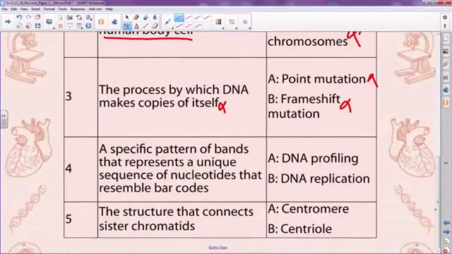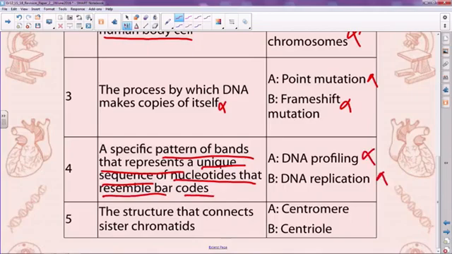Next one, a specific pattern of bands that represent a unique sequence of nucleotides that resemble barcodes. Okay, it's either DNA profiling or DNA replication. And then lastly, the structure that connects sister chromatids. It's either centromeres or centrioles, one of them.